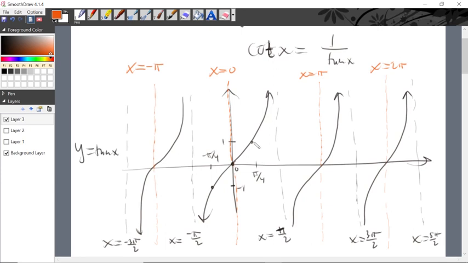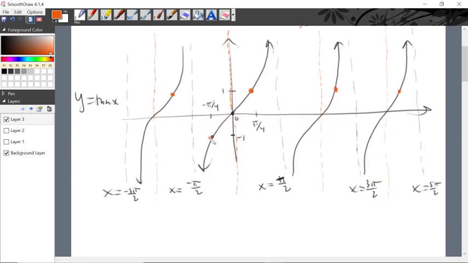If the output of the original function is 1, then the output of the reciprocal is also 1, because 1 divided by 1 is 1. So that's there, that's there, that's there. And if the output of the original function is negative 1, then the output of the reciprocal function is also negative 1.